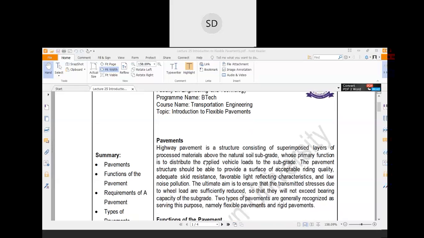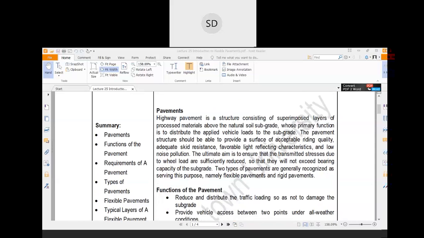Now, the ultimate aim is to ensure that the transmitted stresses due to the wheel load are sufficiently reduced. So, there would be different layers, and your main aim would be that the stress which is directly applied over the top surface is reduced in intensity and can easily be transferred to the bottom layer. These are the basics of the flexible pavement.